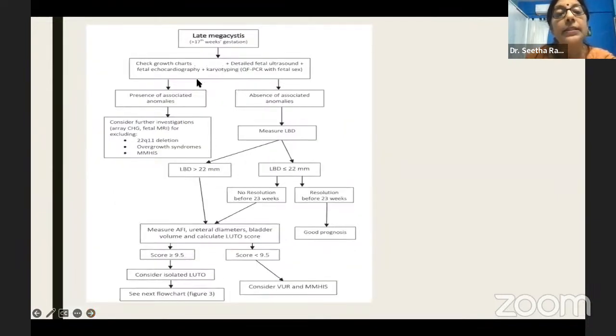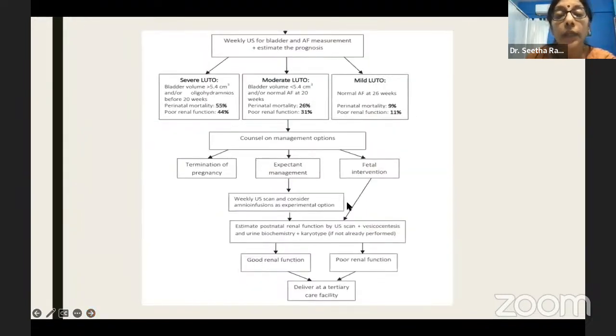But if it's late megacystis, typically you have to consider microarray testing, looking for other deletion syndromes. And if it is more than 22 millimeters, and if the score is 9.5, you can consider intervention.